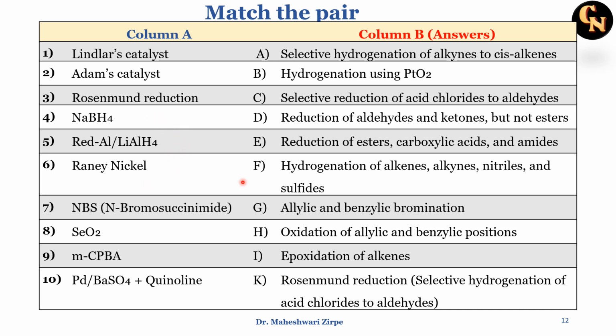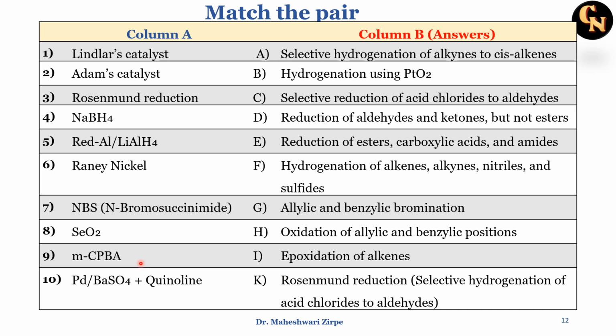Now the sixth one is Raney nickel. Raney nickel is used for hydrogenation, that is reduction of alkenes, alkynes, nitriles and sulfides. So this match the pairs is very important. If you remember this table, you can solve all MCQs of catalyst and reagent. Next, the seventh one is NBS, that is N-bromosuccinimide, which is used for bromination at allylic and benzylic positions. Then similarly, selenium dioxide is used for selective oxidation of allylic and benzylic positions.